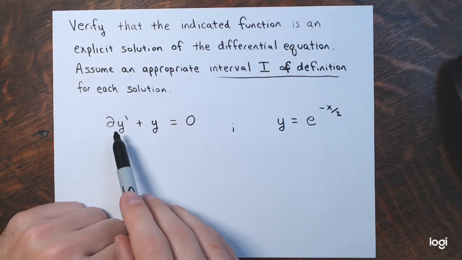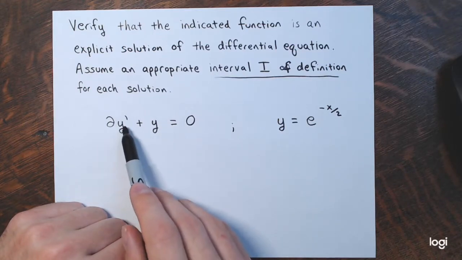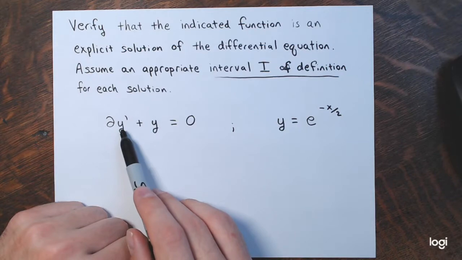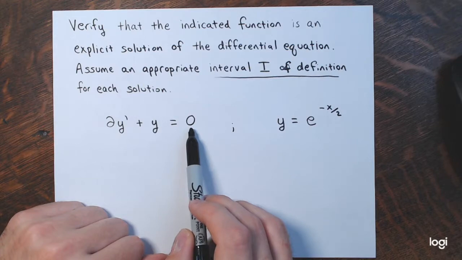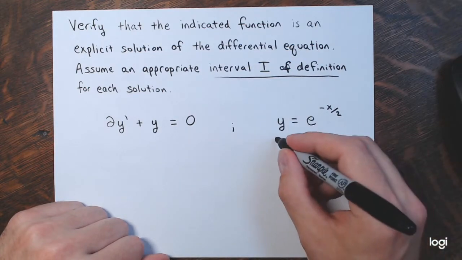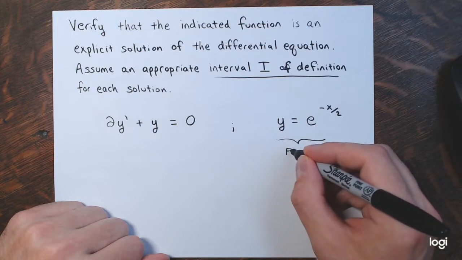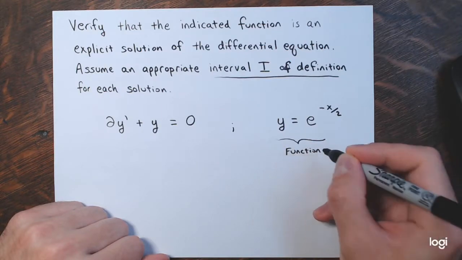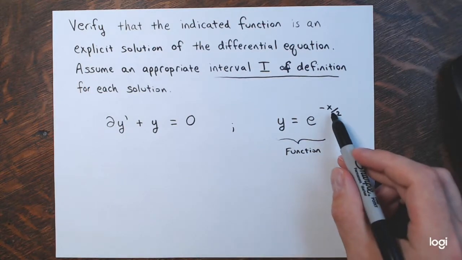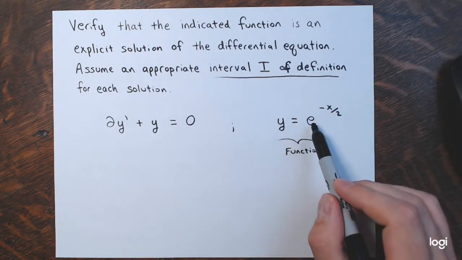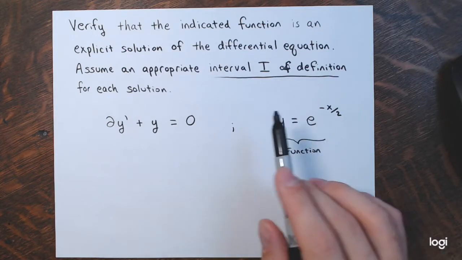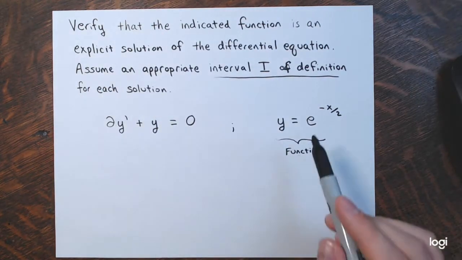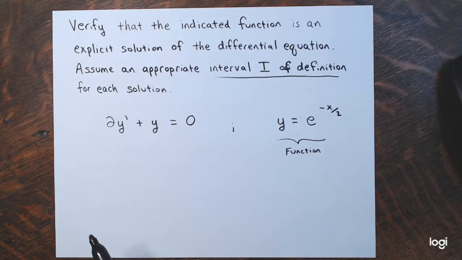Anyway, here's the differential equation. It's a first order linear: 2 times y prime plus y equals 0. And the function in question is this over here, where y is expressed as a function of a variable x. So y equals e to the negative 1/2 x, negative x over 2. Let's go through and verify that this actually satisfies this differential equation.